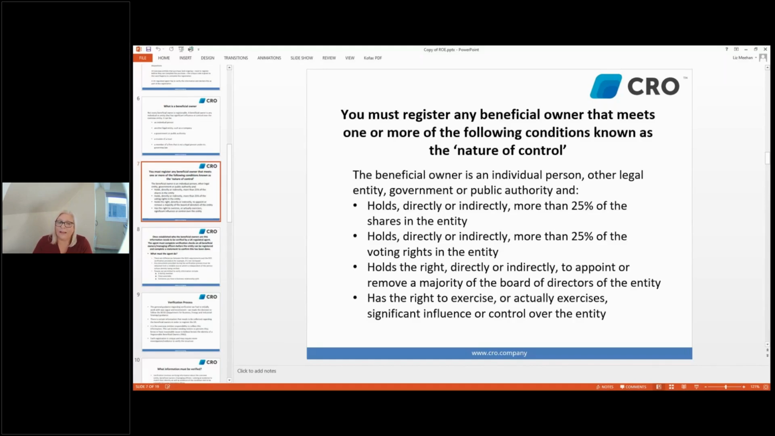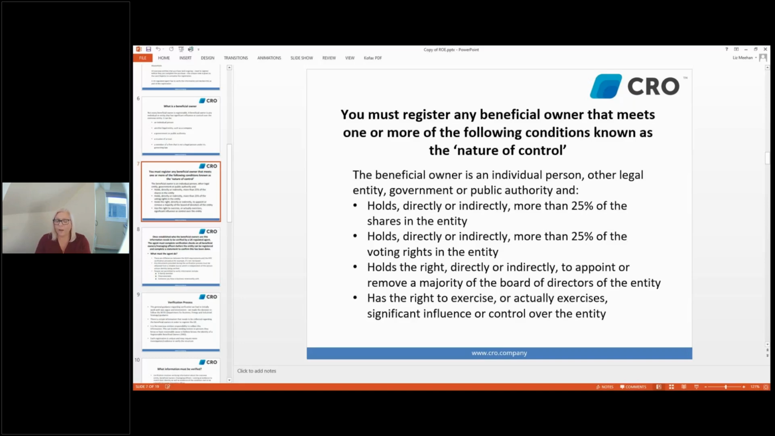Those would be that the beneficial owner holds directly or indirectly more than 25% of the shares in the company, or holds directly or indirectly more than 25% of the voting rights. They could also hold the right to appoint or remove the majority of the board of directors, or have significant influence or control over the entity.